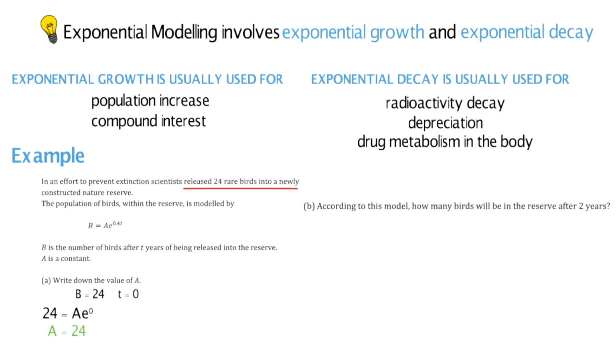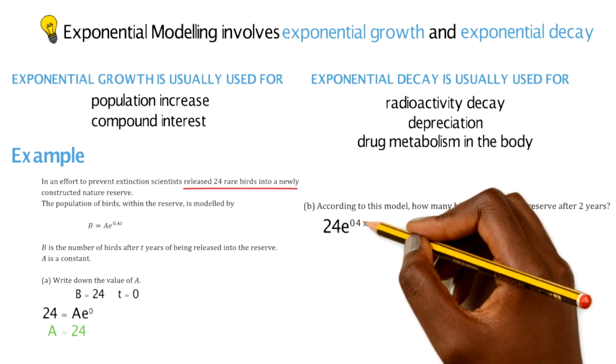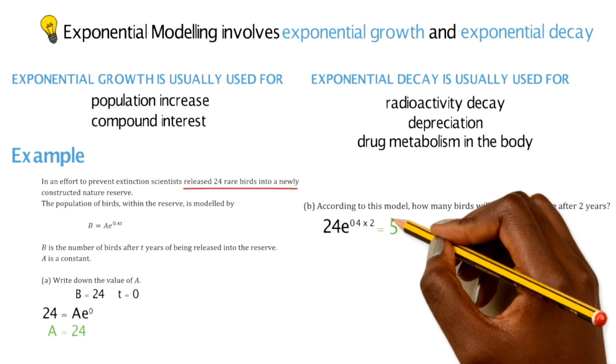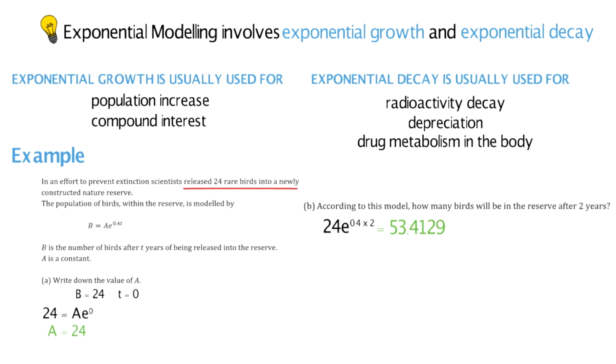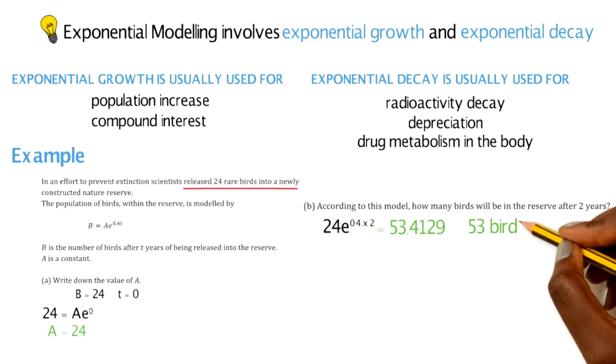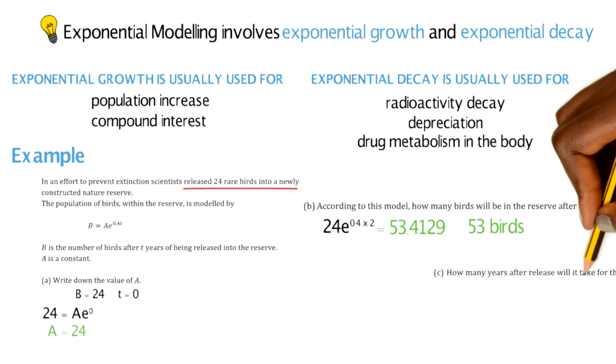And then it says, how many birds will be in the reserve after 2 years? So then we need to substitute 2 as T. And by doing that, you'd be left with this value, 53.4129, which would round to 53 birds.